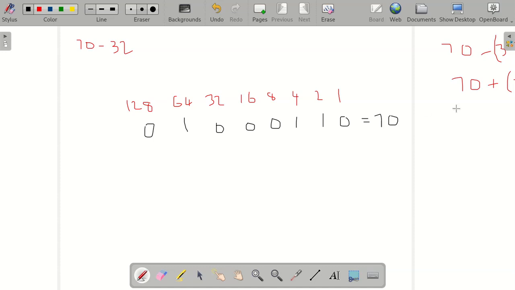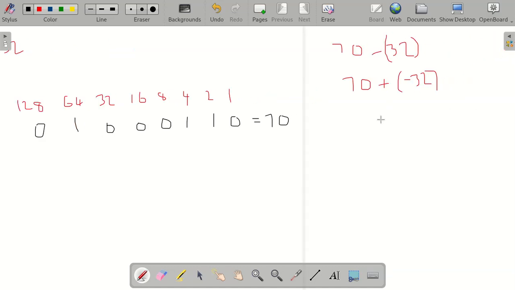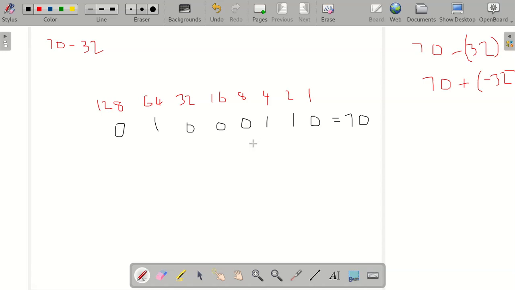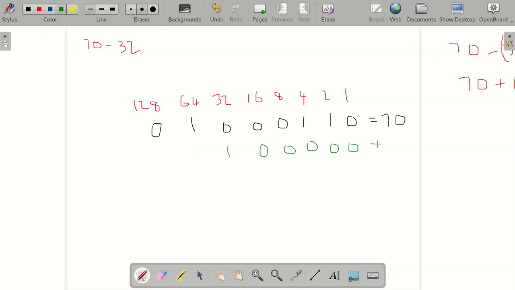Now we have the number which is affected, which is negative 32. First we convert 32 into binary. To convert 32 into binary, just put a 1 where there's 32, then the rest are zeros. As simple as that. So this is our 32. Let's just finish these zeros there.